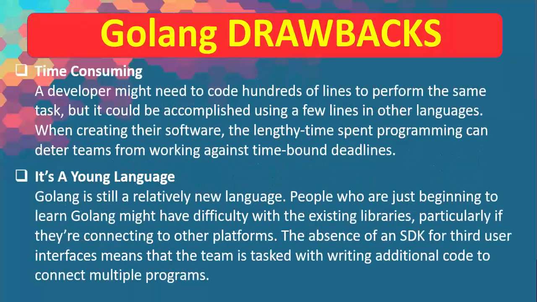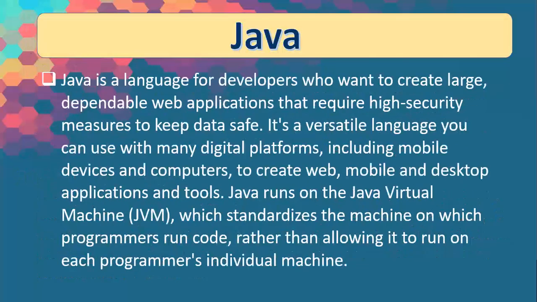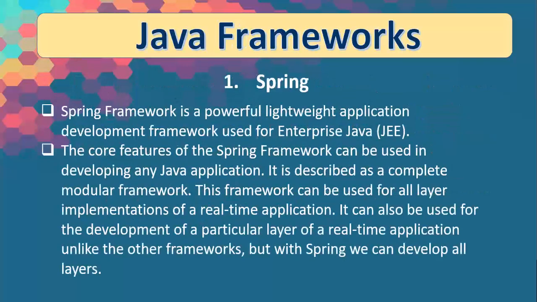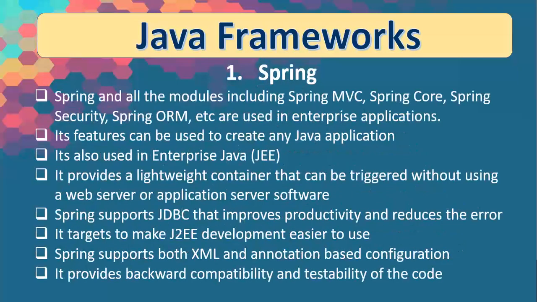These are drawbacks for Go. And then we meet Java. Java is a very old language, as we know, and it has many frameworks, but I've just chosen a few of them here. So this is the first one, number 1.